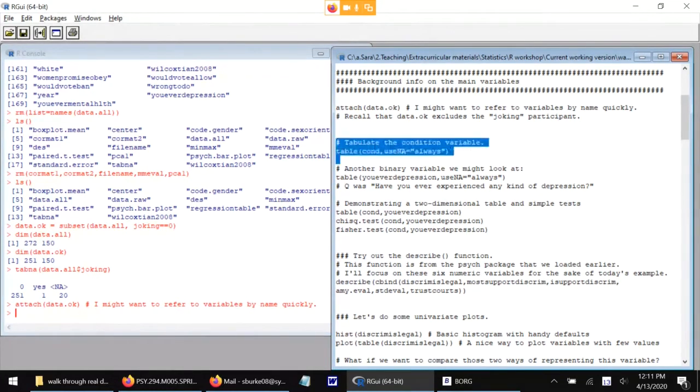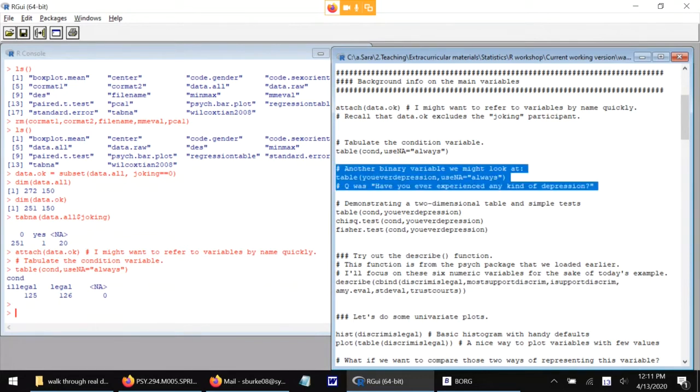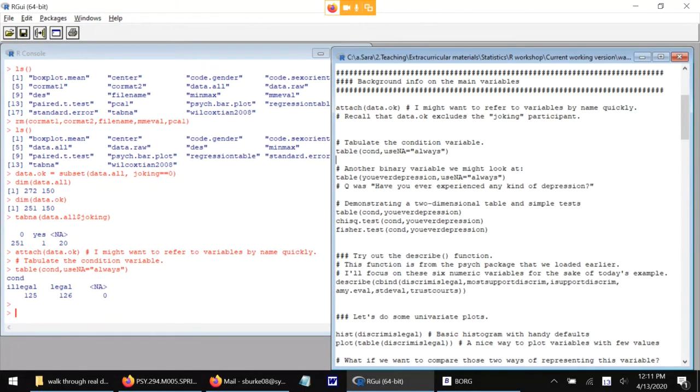So the first thing I'm doing here is just looking at how many people are in each condition. 125 in the illegal condition, 126 in the legal condition. Seems fine. I don't have any particular reason to need to know that information at this point, except that I like to have a feel for what my key variables look like before I use them in analysis.